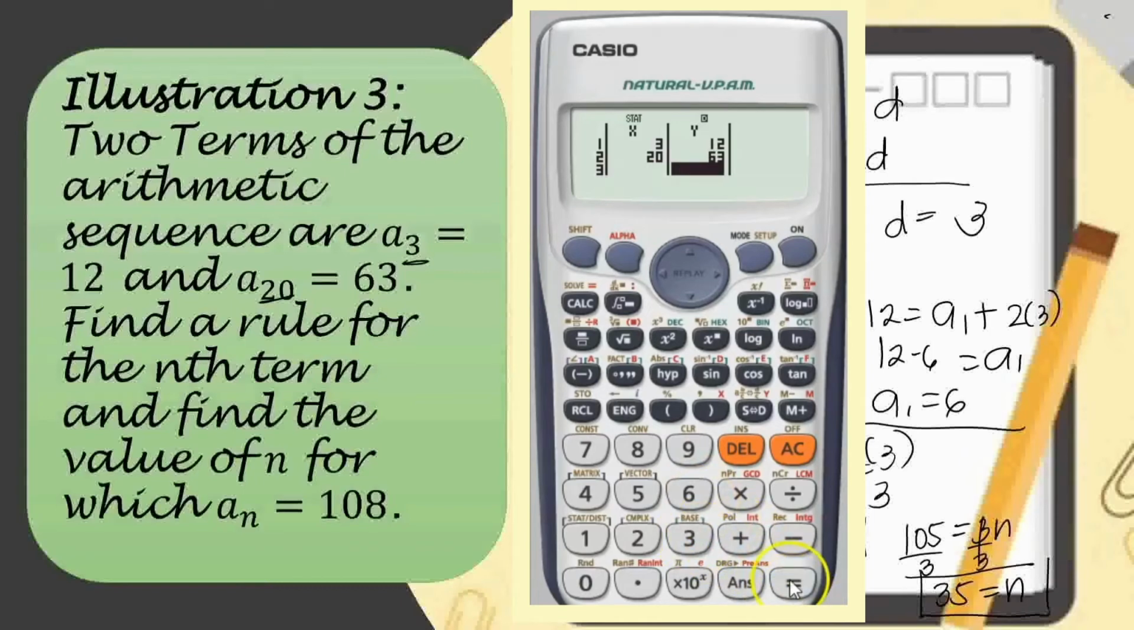63, then equals. And then, AC lang natin. And then, shift 1, 5. So, kanina, value yung hinahanap natin. So, ngayon naman, dahil kung pang ilang term daw yung 108, so therefore, shift 1, 5, 4 tayo. For number 4, yung pipindutin natin, number 4, yung x hat. Move natin yung cursor and then lagay natin yung 108. So, parang hinahanap natin kung pang ilang value daw or pang ilang term daw si 108.